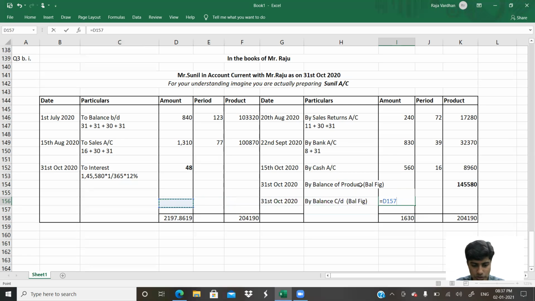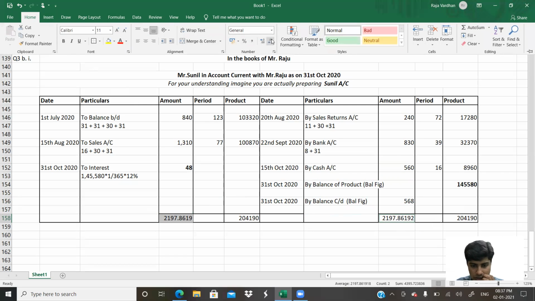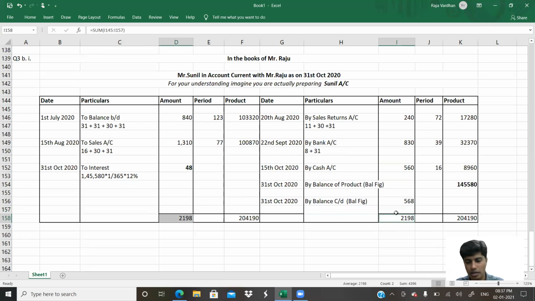It is equal to this amount minus the sum on this side. Yes, 568. With regard to both of it, I'll just post it. Yes, 2188. 568 rupees is what is receivable by Mr. Raju from Mr. Sunil. By this, I'm done with question number 3B1.